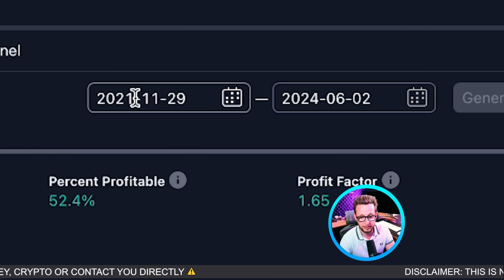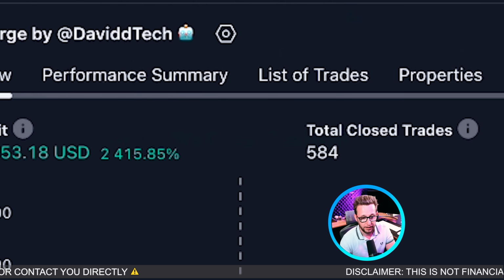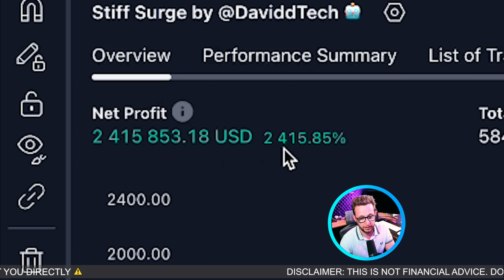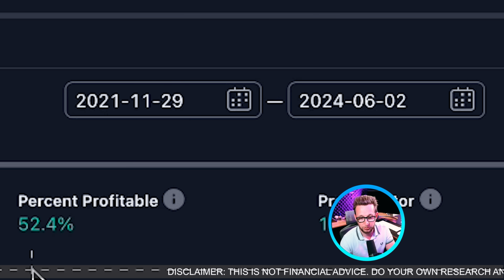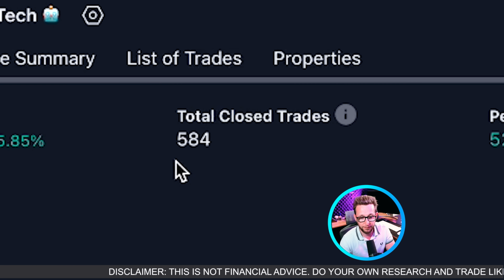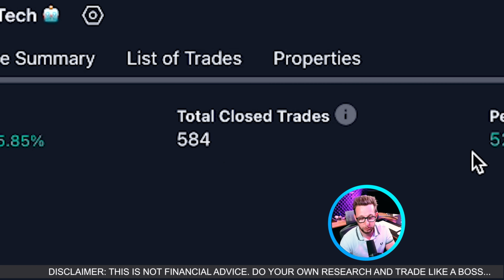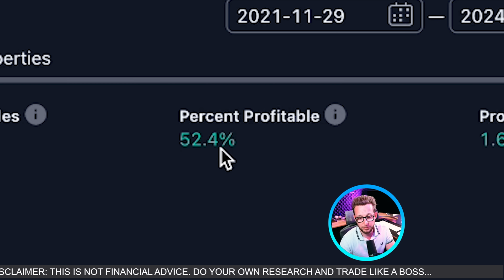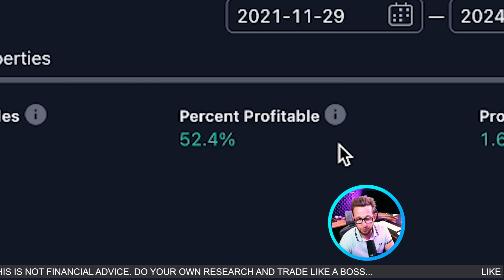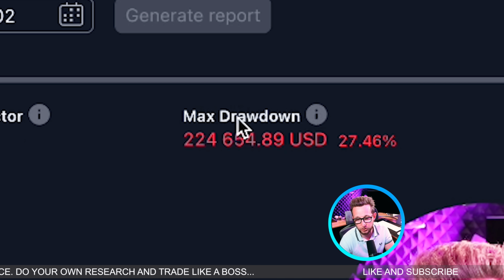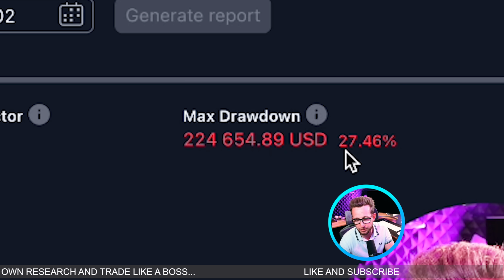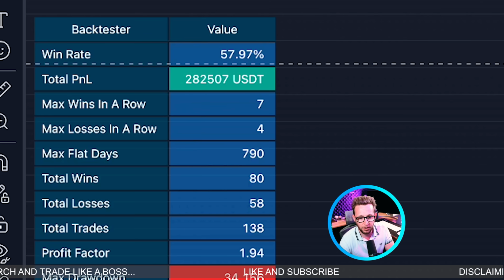That means we're going all the way back to 2021 instead. We have an amazing 2,415%. If we would have traded this all the way back to 2021, we would have had 584 closed trades, a 52% win rate, which has held up pretty well, which is great. We have a 1.56 profit factor, and our max drawdown has gone up quite a bit, up to 27%.